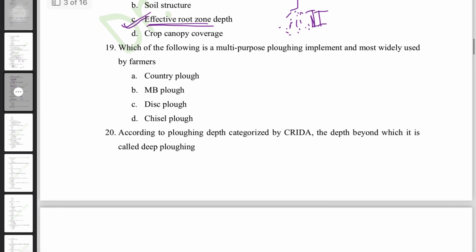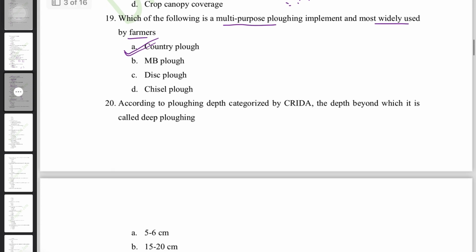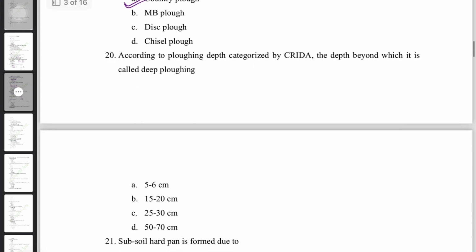Next question, which of the following is a multi-purpose plowing implement and most widely used by farmers? That is the country plow. The country plow, or desi plow, is a wooden plow, and it is most widely used by farmers.